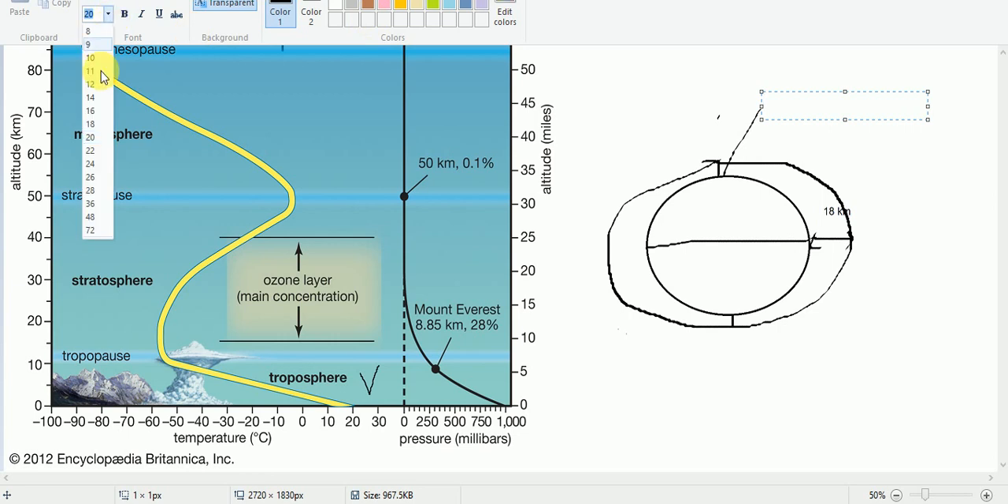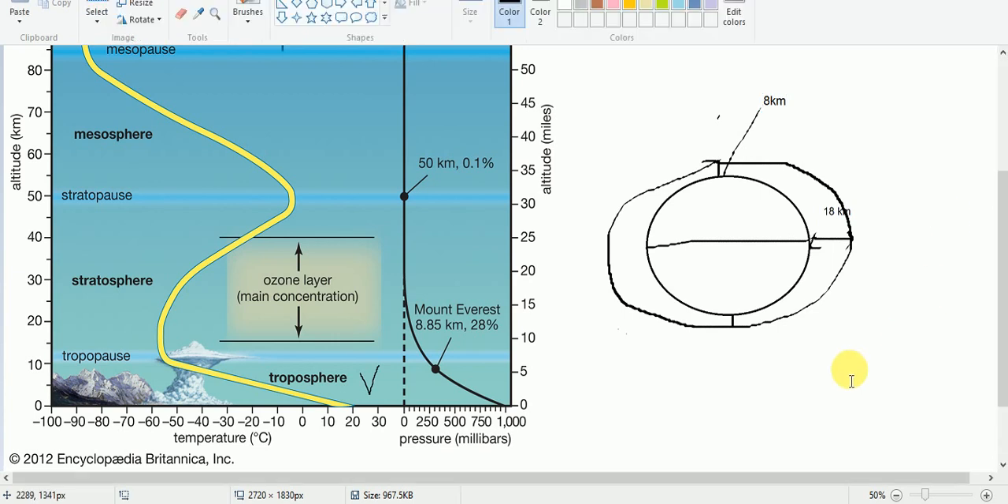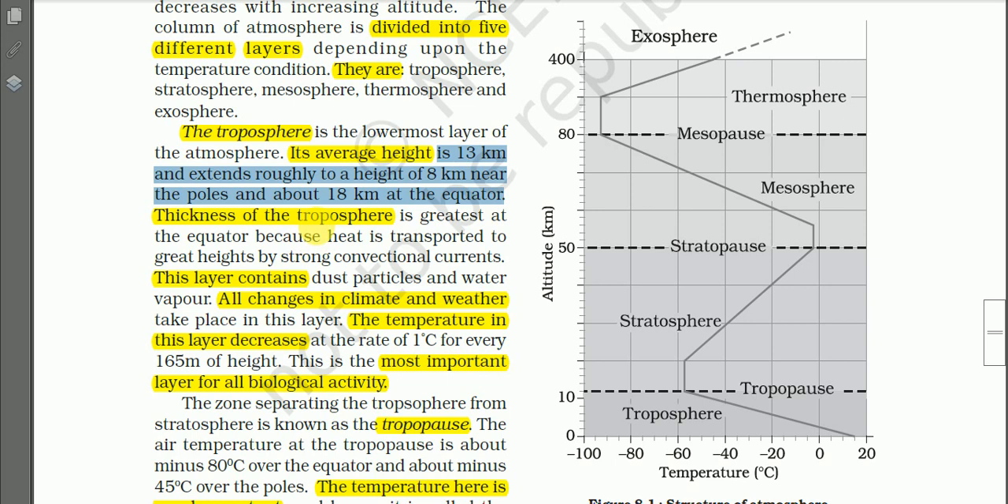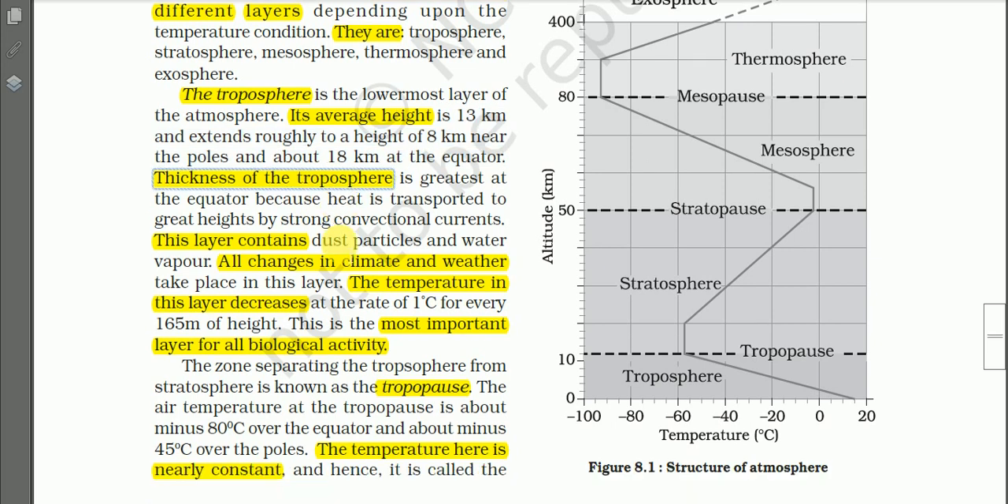Just this 8 kilometer in the polar region. Then troposphere is thicker at the equator than the polar regions. As is mentioned here, the thickness of the troposphere is the greatest at the equator because heat is transported to great height by strong convectional currents.